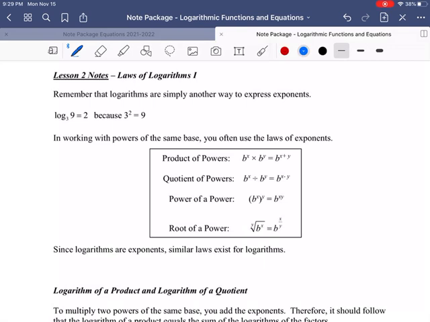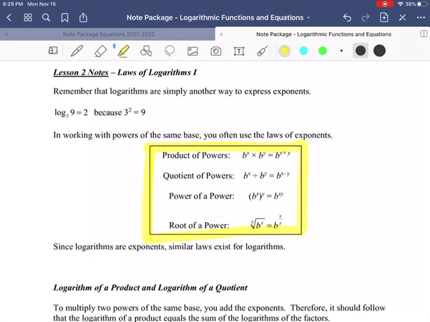In working with powers of the same base, you often use the laws of exponents. These bad boys. I was just teaching these to my grade 9s. So the product of powers, quotient of powers, power of a power, and root of a power. These should all be familiar.